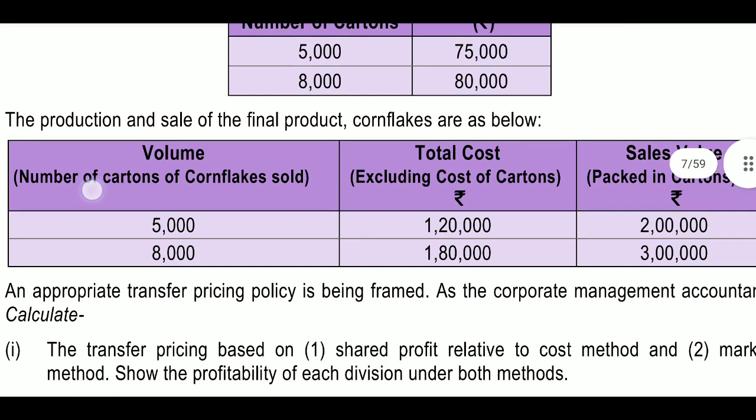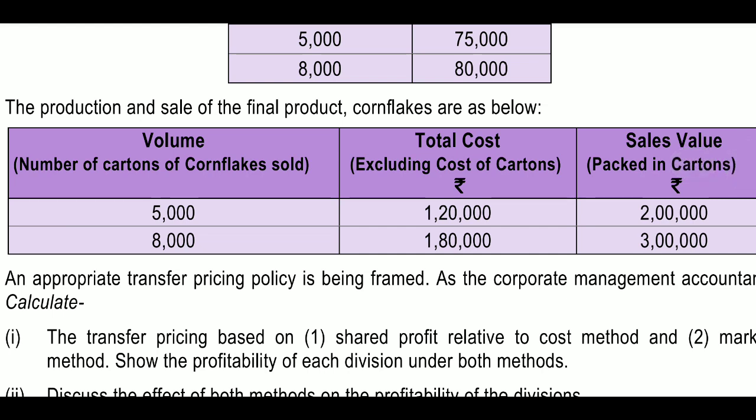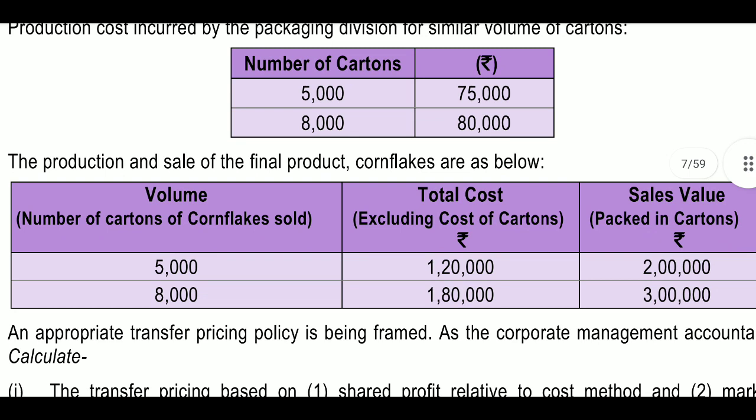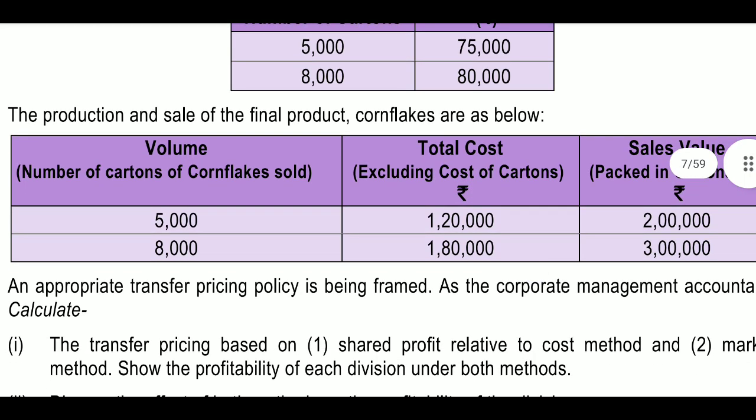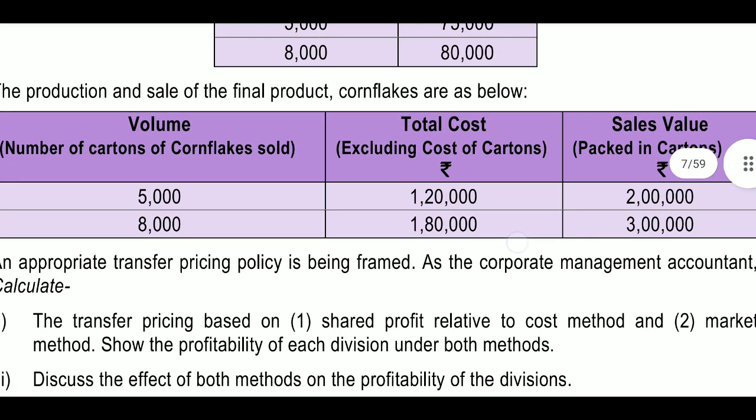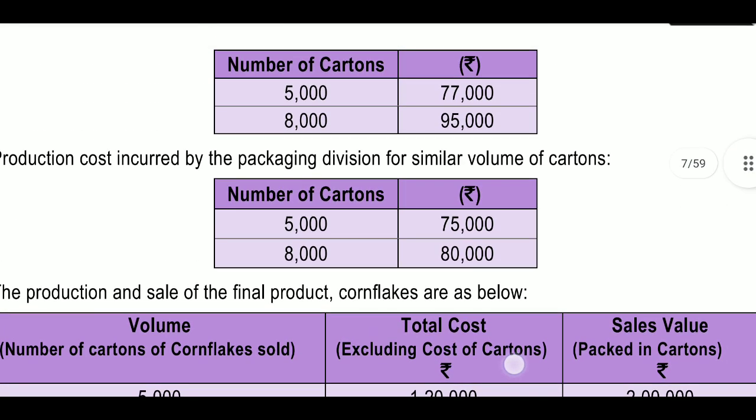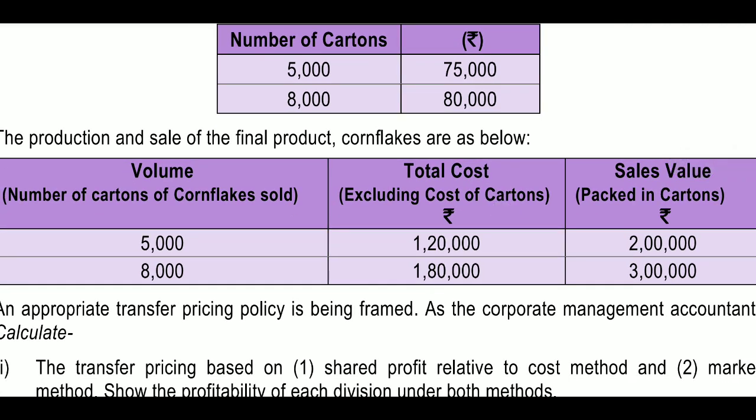What are the sales now? 2 lakhs and 3 lakhs. From these we will deduct the transfer price, 77,000 and 95,000, and after that the production cost, which is 1 lakh 20 and 1 lakh 80. So sales will be 2 lakhs and 3 lakhs, the transfer price will be 77,000 and 95,000, the production cost will be 1 lakh 20 and 1 lakh 80, and we will get the profit.